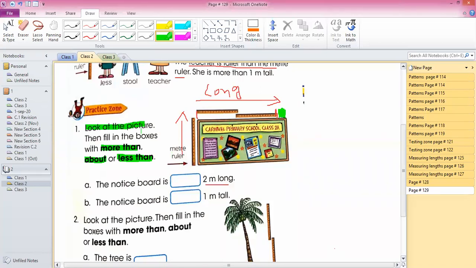So you will say, sir, the notice board is more than 2 meter long. The notice board is more than 2 meter long. Very good. Do you understand, guys? Yes.